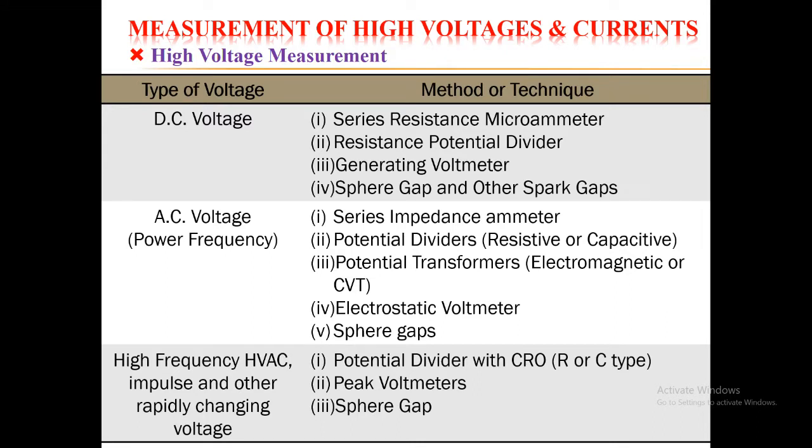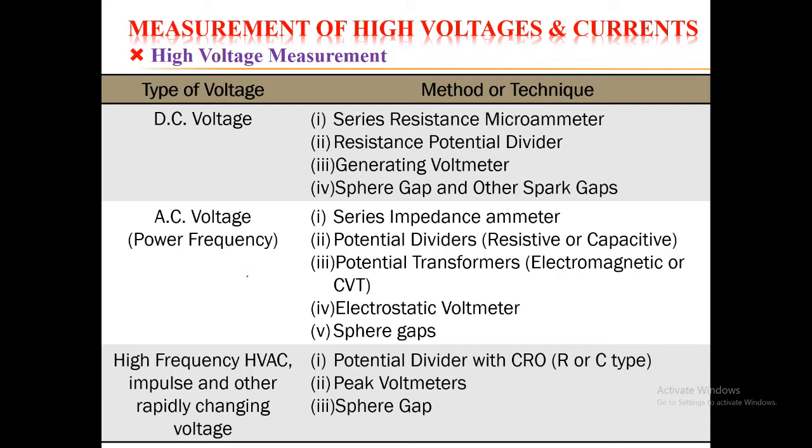So, in the high voltage measurement part, I have discussed various techniques like the series resistance microammeter method, resistance potential divider method, generating voltmeters, sphere gaps, series impedance meters, potential transformers like CVT, capacitance voltage transformers, electrostatic voltmeters, then the peak voltmeters, likewise. So all these methods are for the purpose of measuring high DC voltage, high AC voltage at power frequency, high voltage AC, impulse voltages or other rapidly changing voltage.